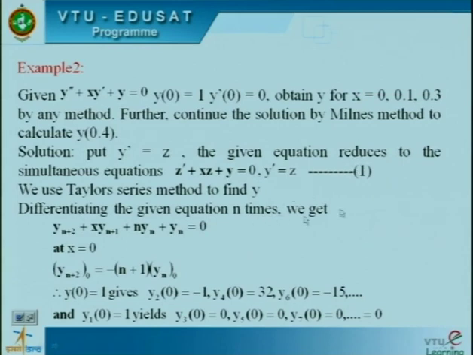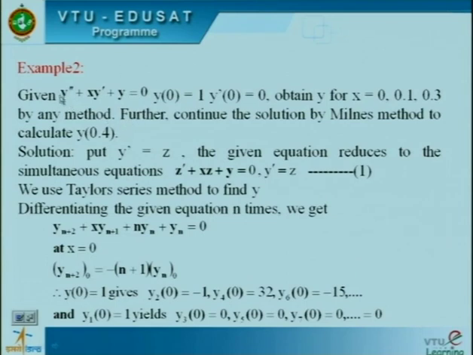Now I want to calculate starter values at x is equal to 0, 0.1 and 0.3 by using any method. Here I am going to use the Taylor series method to find the value of y. Now I want to differentiate the given equation how many times? n times. What is the given equation? This is the given equation. It can be differentiated n times. So, you know the formula. Which formula? Leibniz formula.